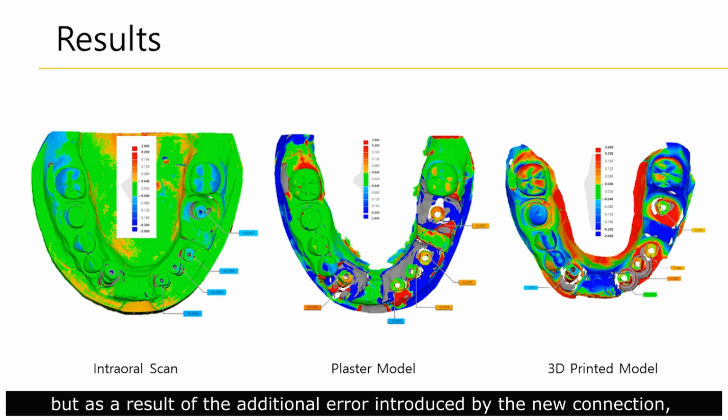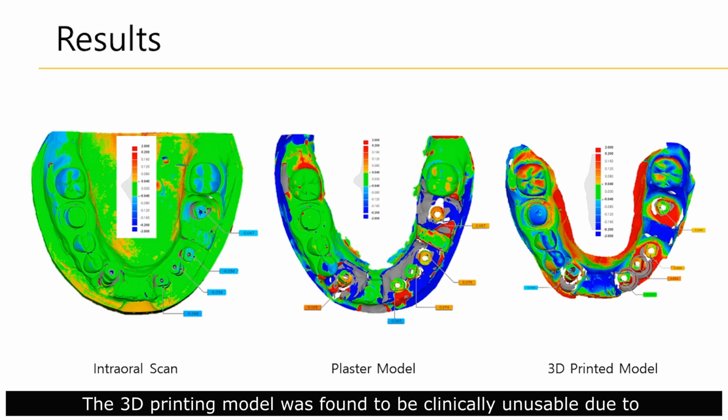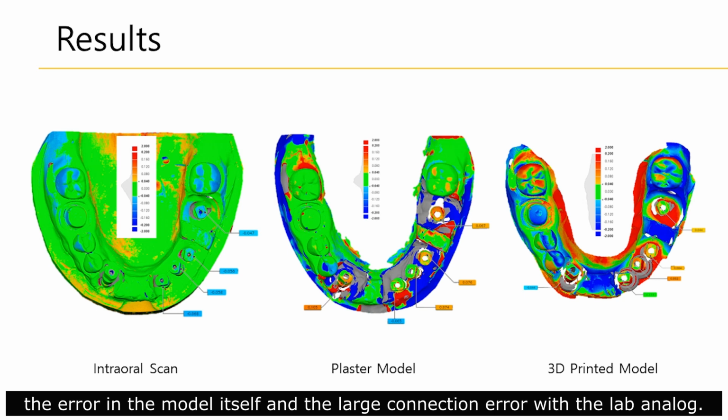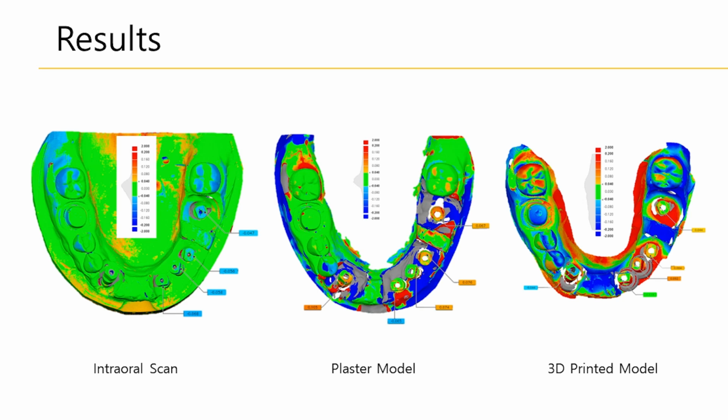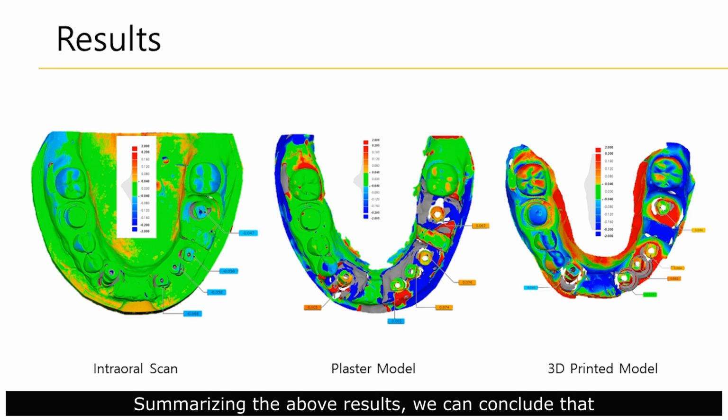But as a result of the additional error introduced by the new connection, the scan body connection error exceeded 100 micrometers. The 3D printing model was found to be clinically unusable due to the error in the model itself and the large connection error with the lab analog. Summarizing the above results, we can conclude that a model-free compensation method would be the best way to go.